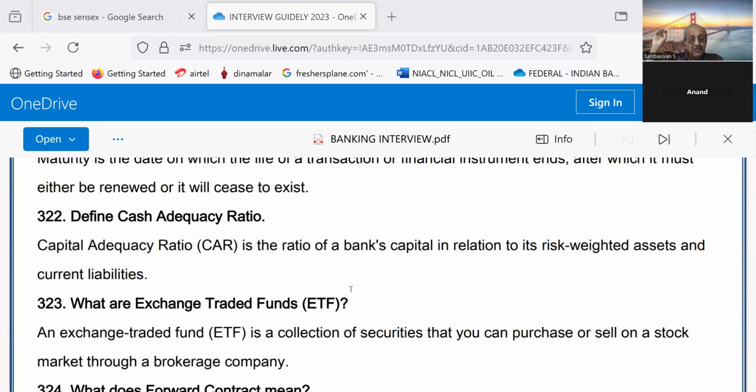322. Define capital adequacy ratio. The capital adequacy ratio is the ratio of a bank's capital in relation to its risk-weighted assets and current liabilities.